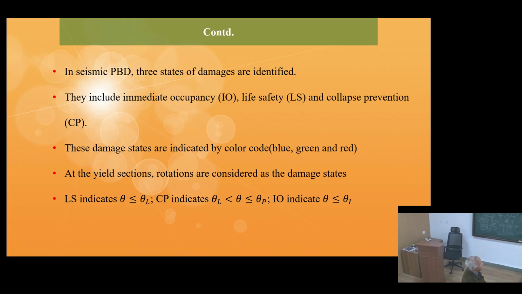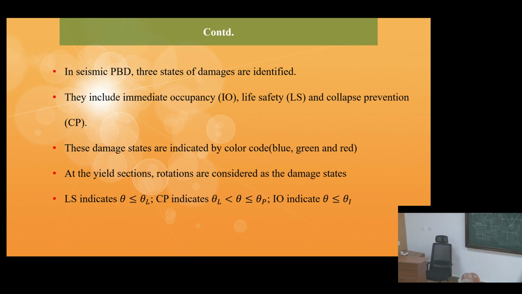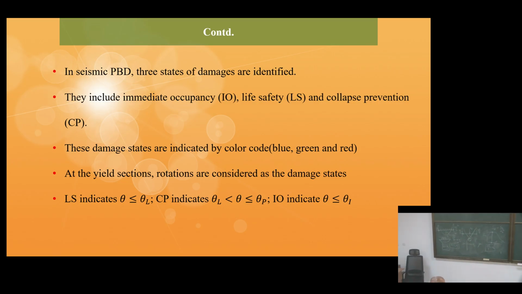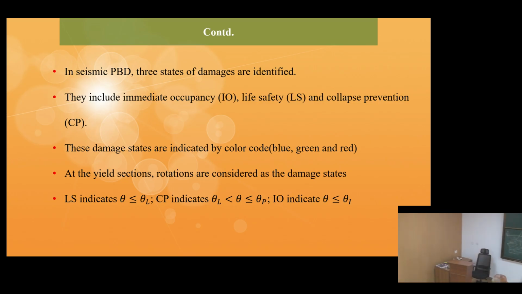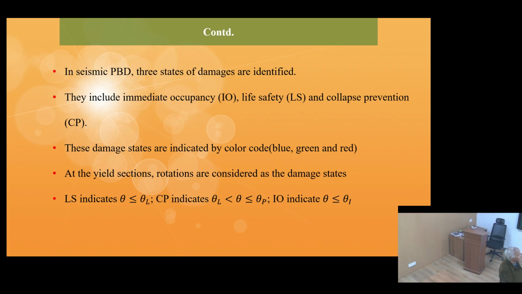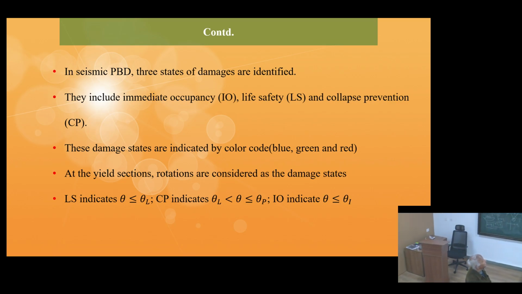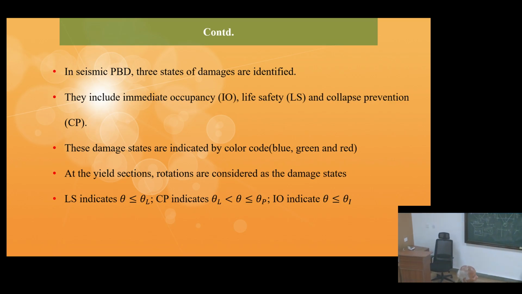At the yield sections, rotations are considered at the damage states. LS indicates theta should be less than or equal to theta L. CP indicates theta must be greater than theta L and less than theta P. And IO indicates theta should be less than theta I. Theta I is your immediate occupancy.